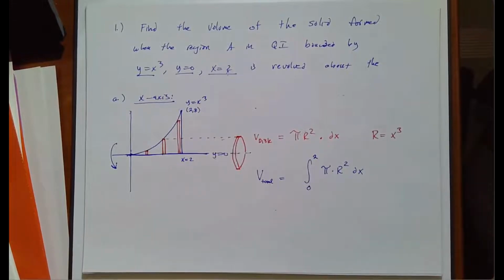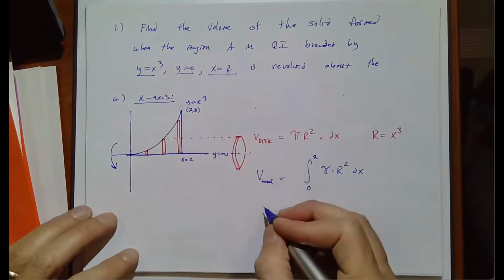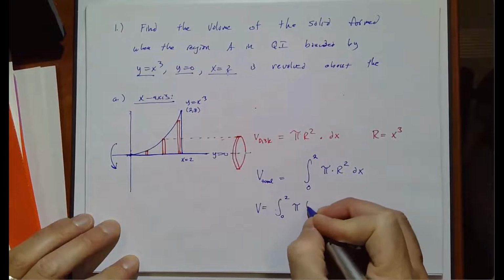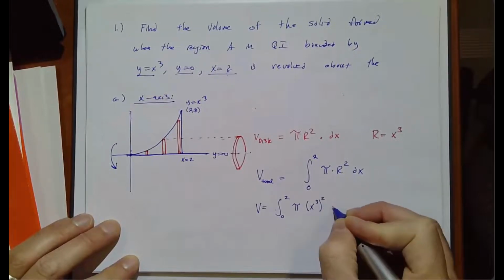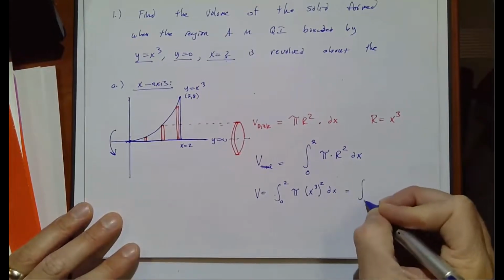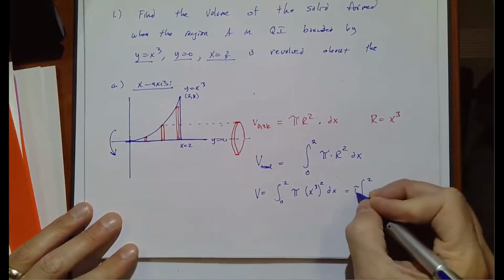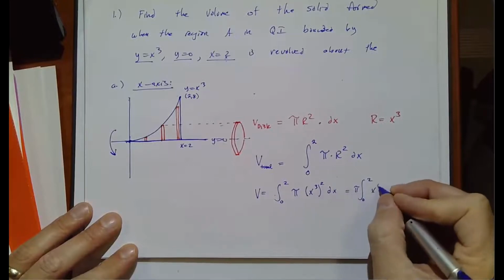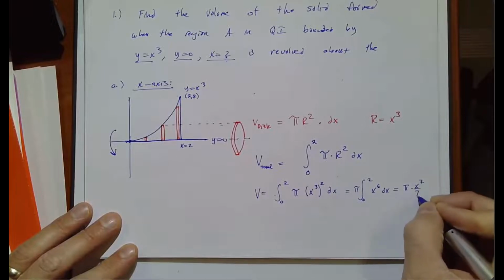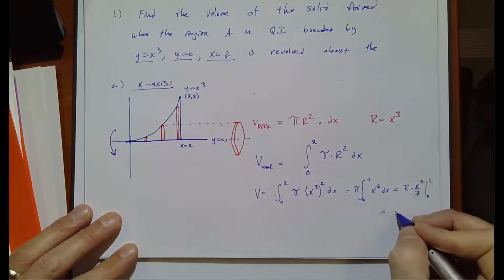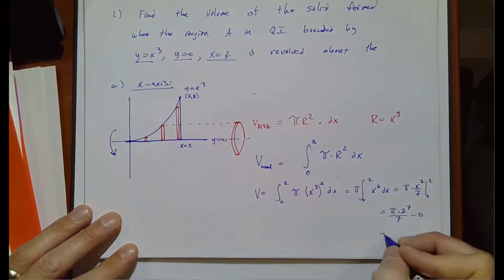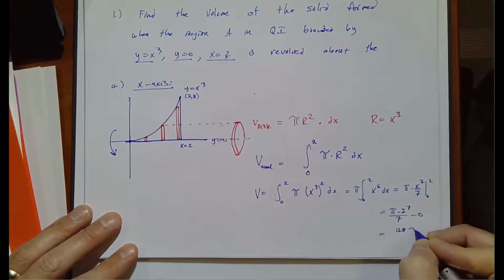That's it. So now, if I want to calculate this volume, it's going to be the integral from 0 to 2 of pi times x cubed squared dx, which is not too terrible to calculate. We usually bring the pi out in front, and x cubed squared is x to the 6th. We integrate that, we get pi times x to the 7th over 7 from 0 to 2, which ends up being pi times 2 to the 7th over 7 minus 0, which is 128 pi over 7.